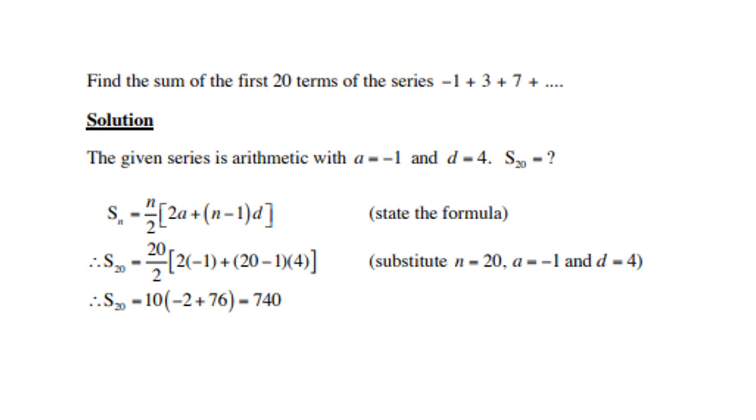Let's look at the example. Find the sum of the first 20 terms of the series negative 1 plus 3 plus 7. Now, it is arithmetic because if you say 3 minus negative 1 or 7 minus 3, in both cases you get a d, which is 4. So you write down the formula and do your substitution. So n is 20, a is negative 1, and of course d is 4. You can use your calculator to get the answer of 740.